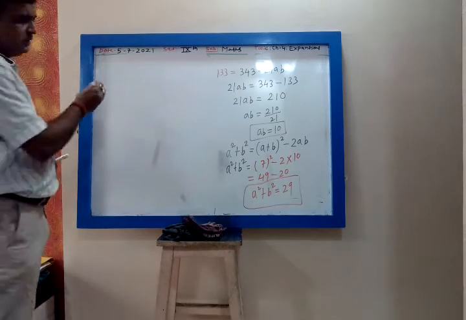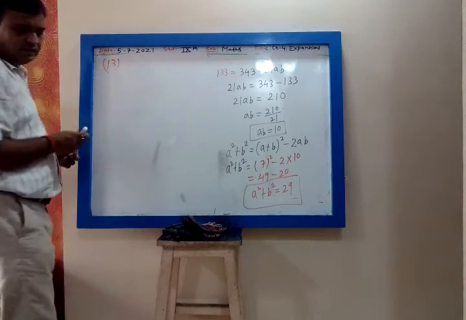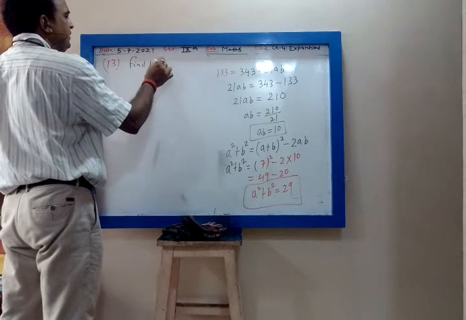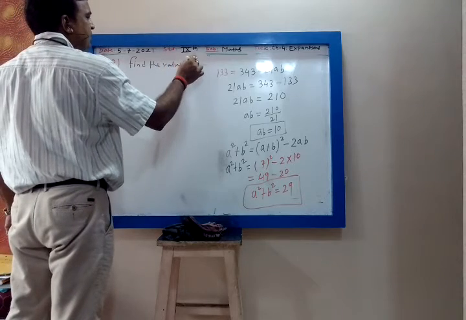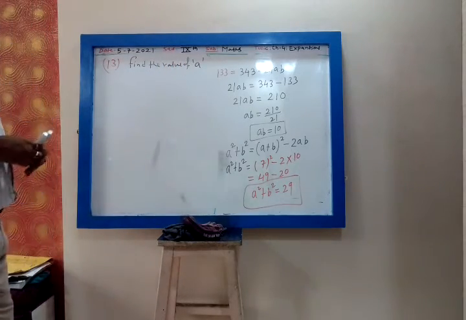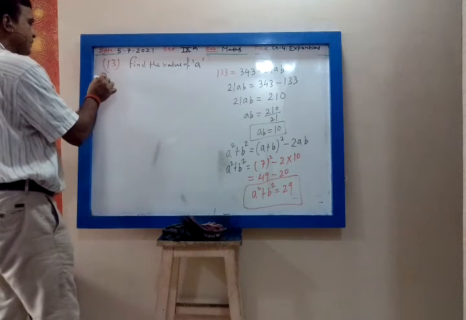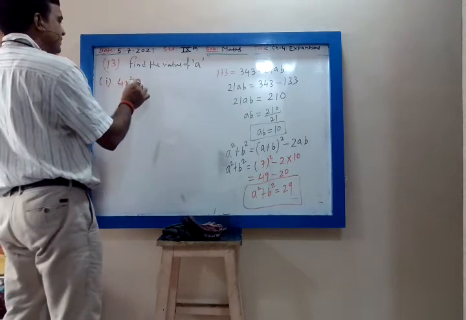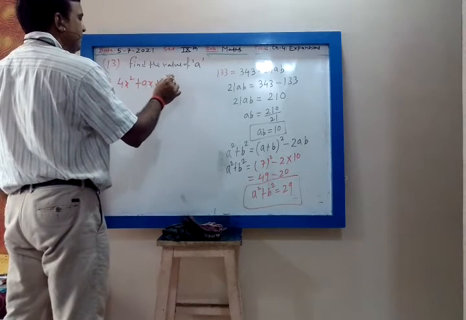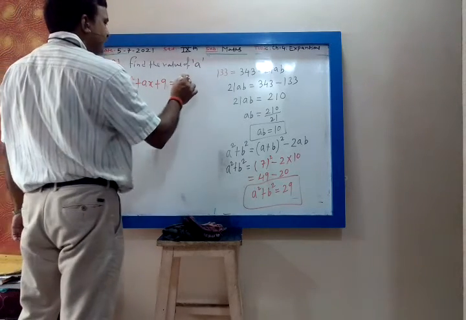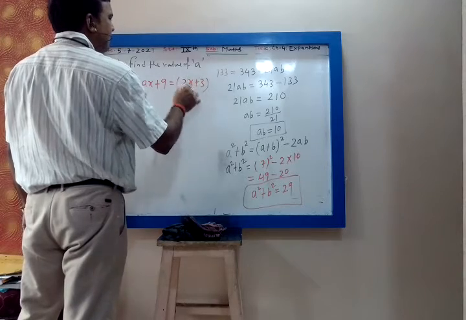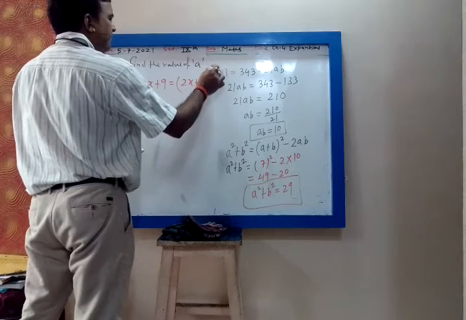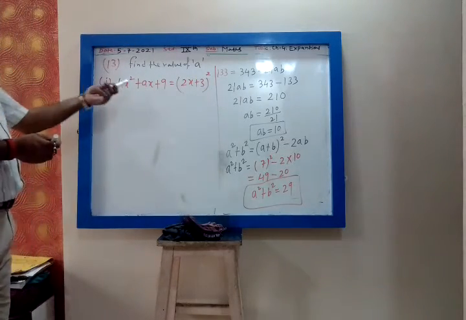Now next is 13. In each of the following find the value of a. First it is 4x square plus ax plus 9 is equal to 2x plus 3 whole square. So you are given the left hand side and the right hand side. You have to compare both. Compare left hand side with right hand side and then find the value of a.